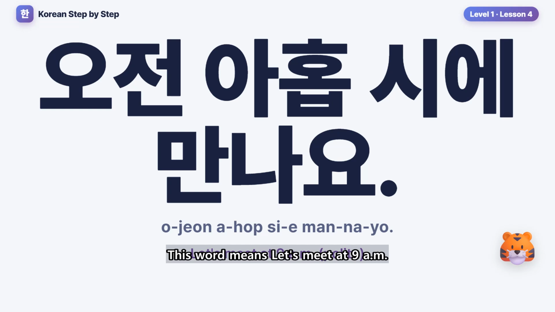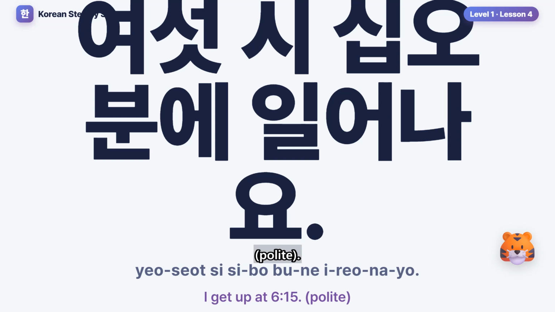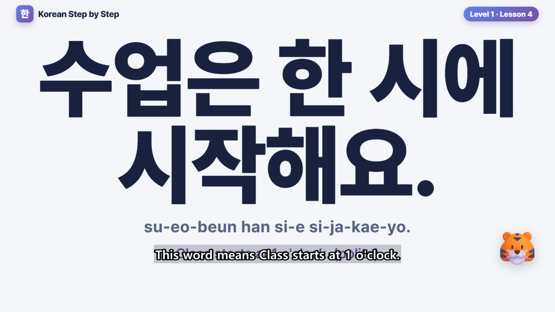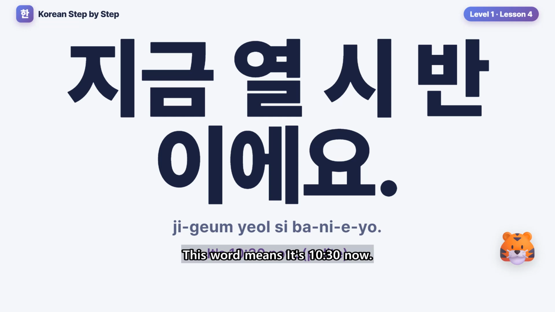This phrase means let's meet at 9 a.m. Polite. Listen. 오전 9시에 만나요. This means I get up at 6:15. Polite. Listen. 6시 15분에 일어나요. This means class starts at 1 o'clock. Polite. Listen. 수업은 1시에 시작해요. This means it's 10:30 now. Polite. Listen. 지금 10시 반이에요.